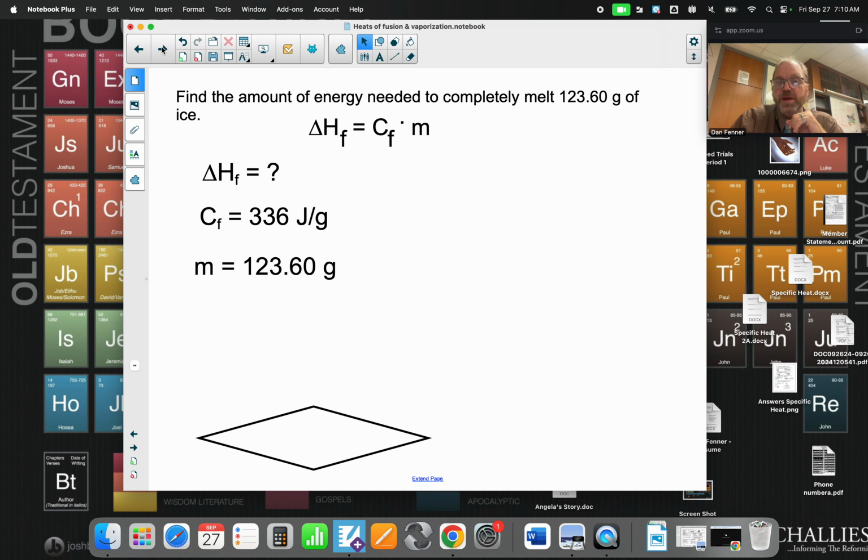I already set it up to solve for my unknown, so just plug my values in: 336 joules per gram times 123.60 grams. My grams cross out, leaving joules. Sig figs, I have 1, 2, 3, 4, 5.